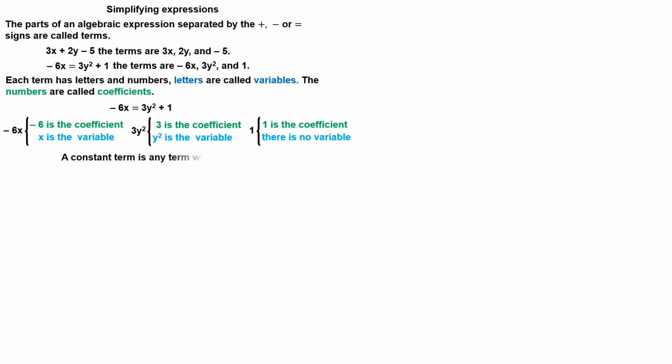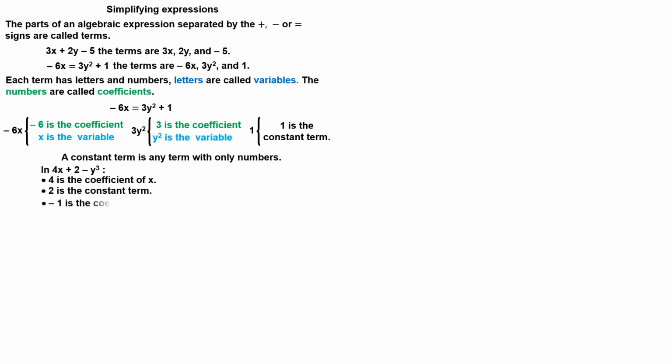A constant term is any term with only numbers. Then, 1 is the constant term in this algebraic expression. In this expression, 4 is the coefficient of x. 2 is the constant term. Minus 1 is the coefficient of y cubed.